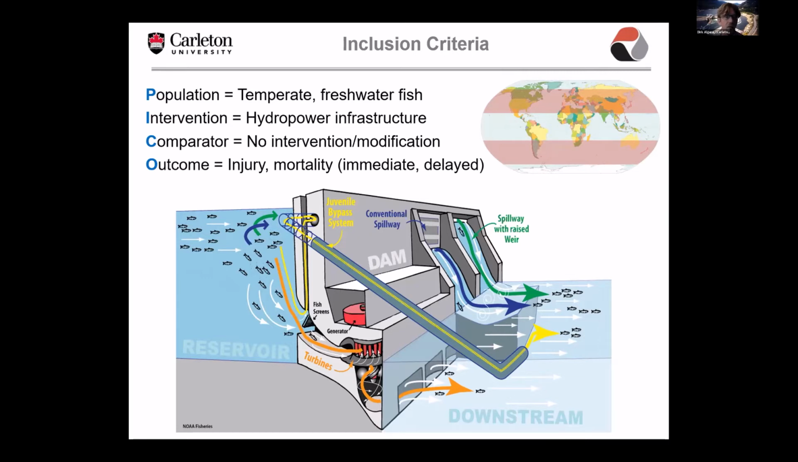The comparators here were no intervention or modification of the intervention, and most commonly in our review it was a downstream release of fish in a controlled release, basically downstream of the infrastructure piece that they were testing that was of interest to them. And the outcomes were injury, so bruising, scale loss, and that sort of thing, and immediate and delayed mortality. We define immediate mortality as mortality occurring within 1 hour, and delayed as greater than or equal to 1 hour.